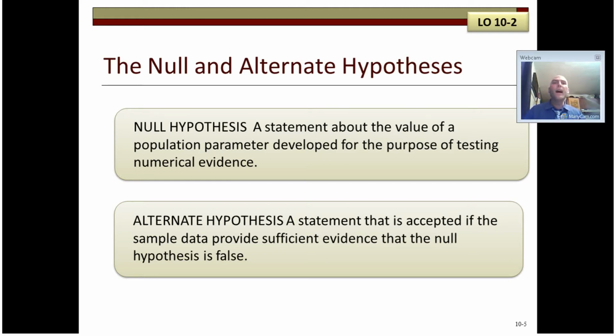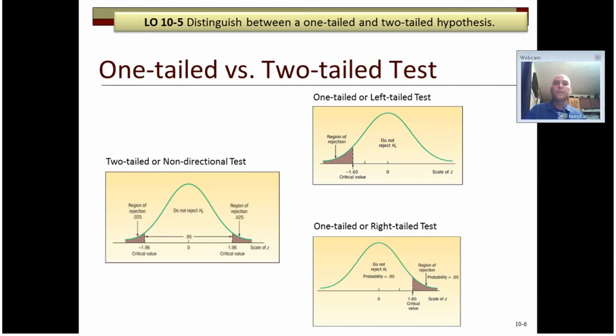For example, if I have this bottle here and it's got a certain amount of liquid in it, I can say that there's two possibilities. I can say it's either half empty or half full. If I reject the notion that it's half empty, then it must be half full. Statistically, we do similar things with the null and the alternate hypotheses.